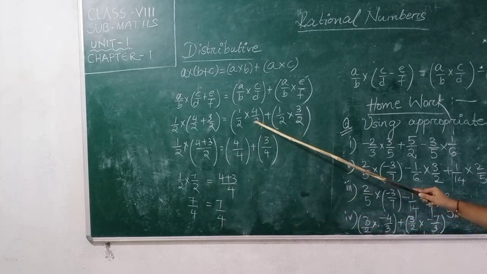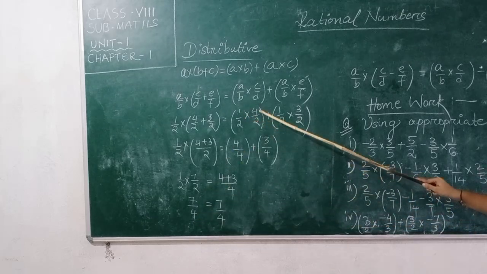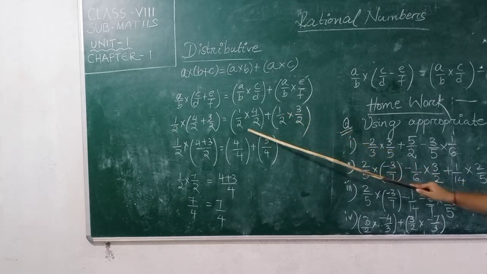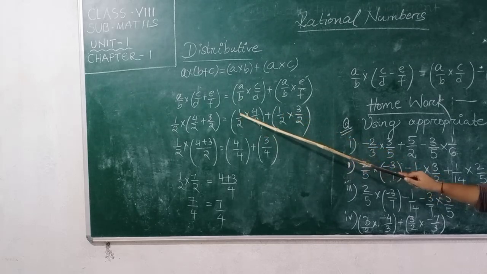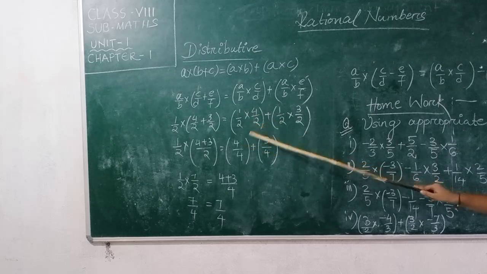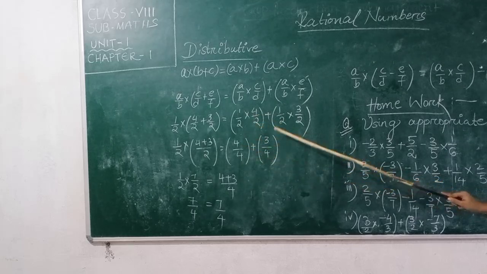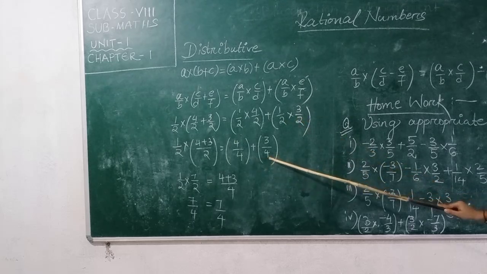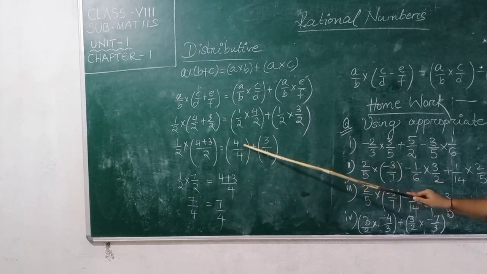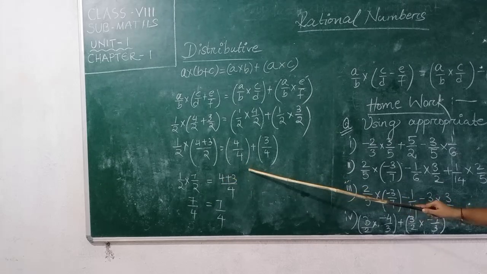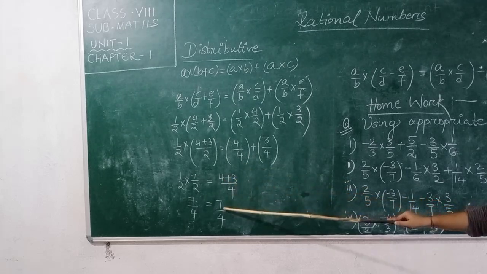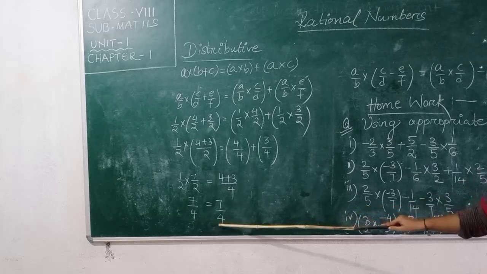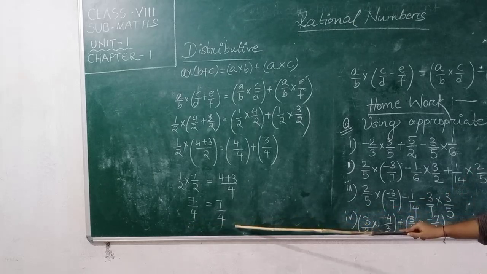So when we go to the RHS, 1 by 2 into 4 by 2 plus 1 by 2 into 3 by 2. So when we solve the terms, here we get 1 into 4 is 4, 2 into 2 is 4, plus 1 into 3 is 3, 2 into 2 is 4. So when we add, the LCM will be 4, so the numerator is 4 plus 3. So 4 plus 3 is 7 upon 4. So here we have observed that both the LHS and RHS are equal.